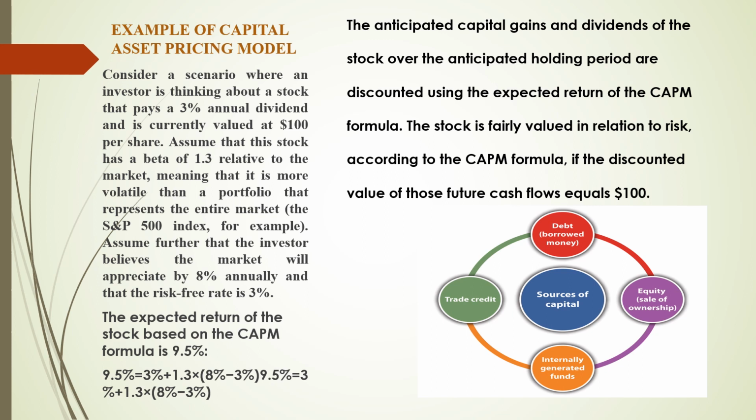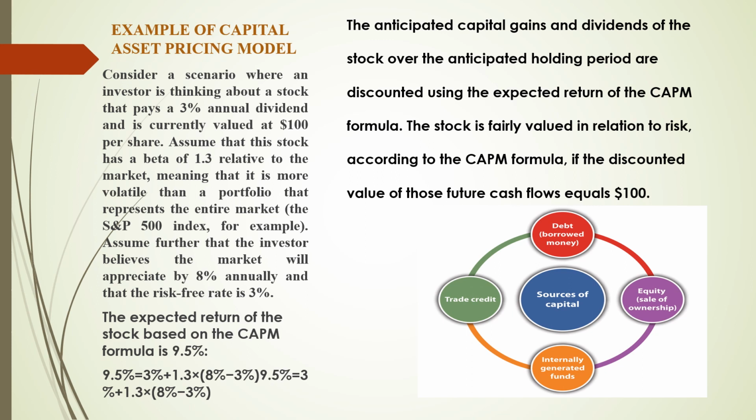Assume that the stock has a beta of 1.3 relative to the market, meaning that it is more volatile than a portfolio that represents the entire market, and this is the S&P 500 index, for example. Assume further that the investor believes the market will appreciate by 8% annually and that the risk-free rate is 3%.